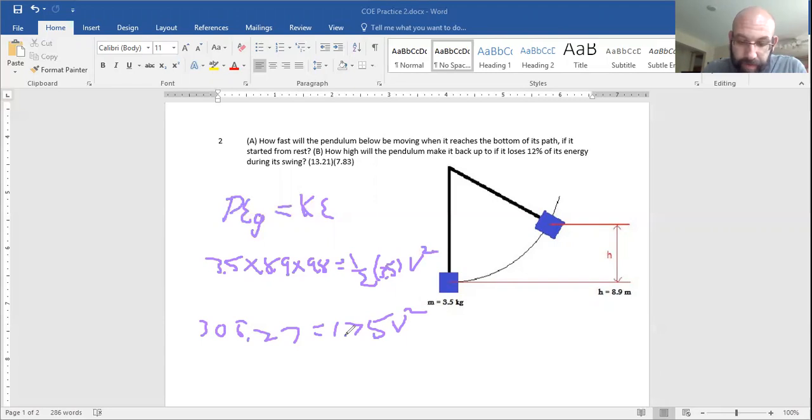All right, so now we'll do 305.27 divided by 1.75, and then we'll take the square root, 13.2. So at the very bottom right here, V is 13.2 meters per second.